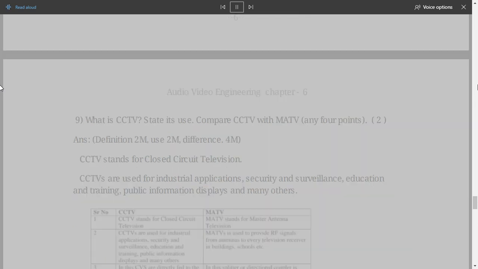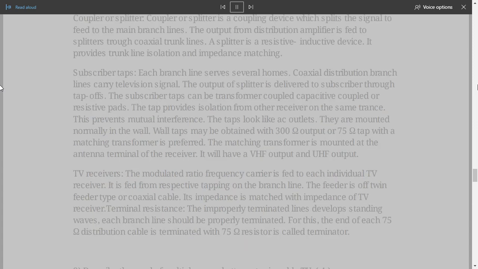Coupler or splitter. A coupler or splitter is a coupling device which splits the signal to feed the main branch lines. The output from the distribution amplifier is fed to a splitter for coaxial trunk lines. A splitter is a resistive inductive device. It provides trunk line isolation and impedance matching.